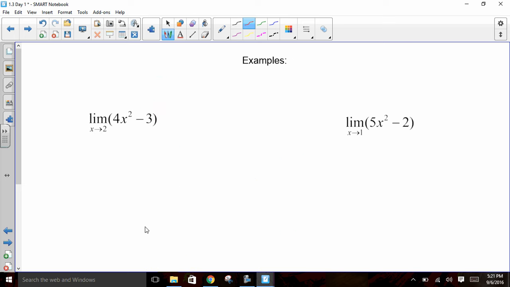All right, let's go ahead and practice with this. My first example is the limit as x approaches 2 of 4x squared minus 3.